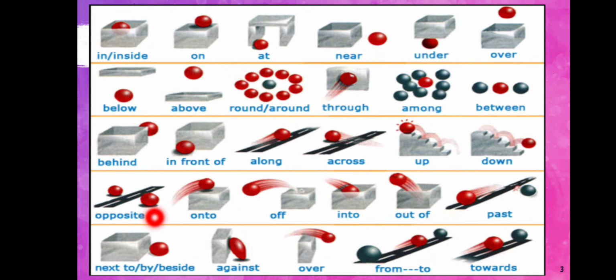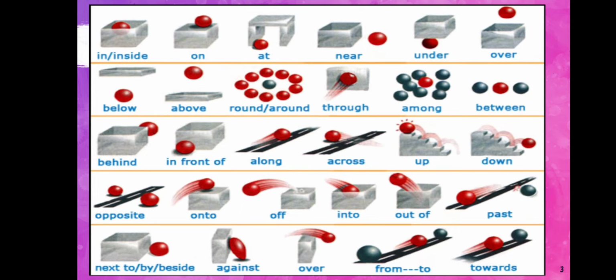Now you have to concentrate on the red balls shown in this picture. And in this picture, next to the ball, where is the ball? The position of the ball is next to the box, or by the box, or beside the box. The meanings are same. Next, the ball is against. You can see it is against the wall. We say against the wall and all, right? Like that, the ball is against the wall, against the box. Next is the ball is over the box.